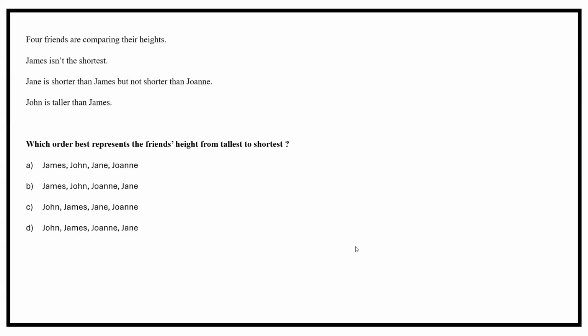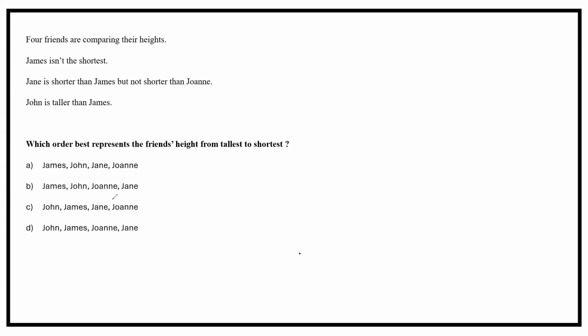What do you reckon, Scarlett? Talk me through it. So the answer can be found by doing this. If James isn't the shortest, James can't be last in the option, which then we can't rule out anything yet. But if Jane is shorter than James, then Jane must be after James. And C is the only option that has that. So the answer is C.